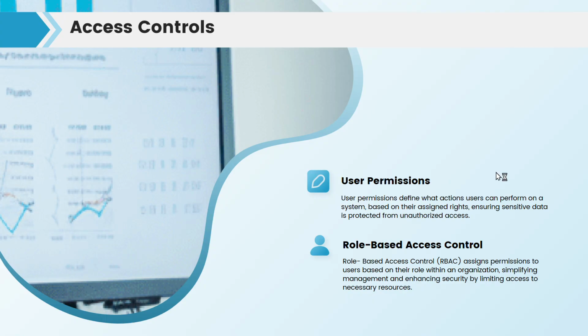Security and system calls. Access controls. User permission. The user needs the permission. User permission defines what actions users can perform on a system based on their assigned rights, ensuring sensitive data is protected from unauthorized access. Role-based access control. RBAC, role-based access control, assigns permissions to users based on their role within an organization, simplifying management and enhancing security by limiting access to necessary resources.